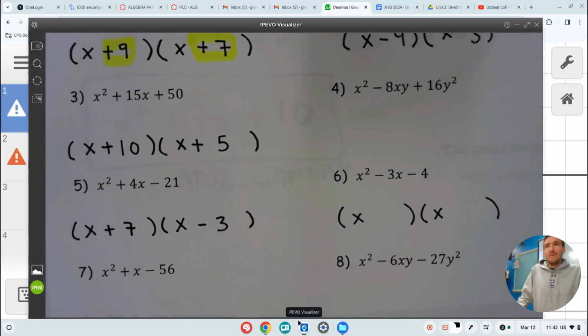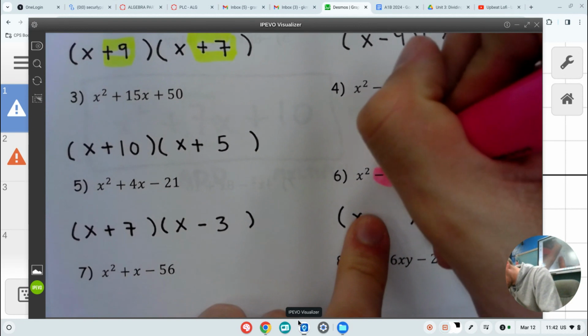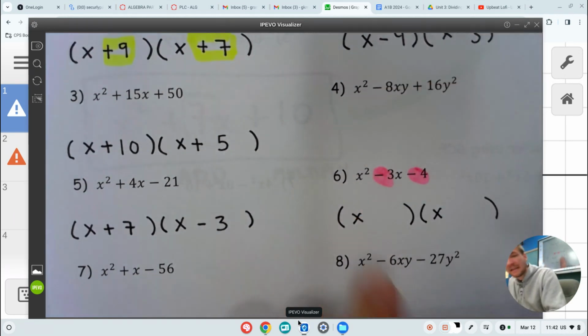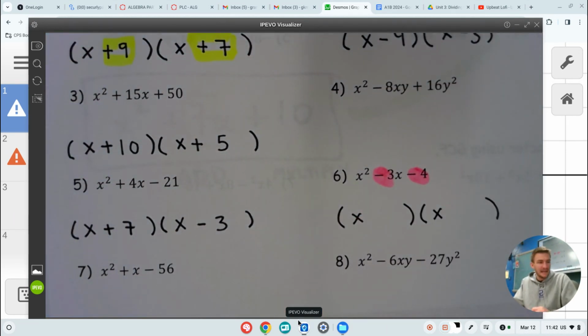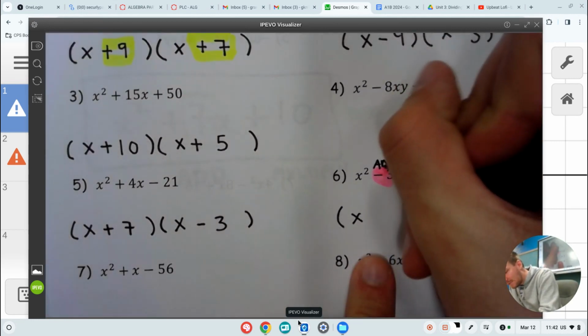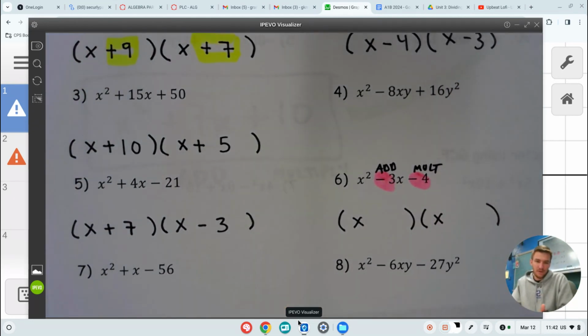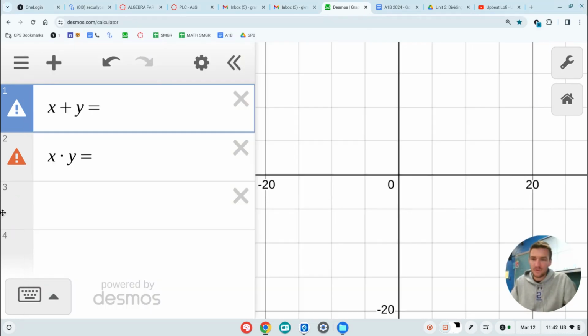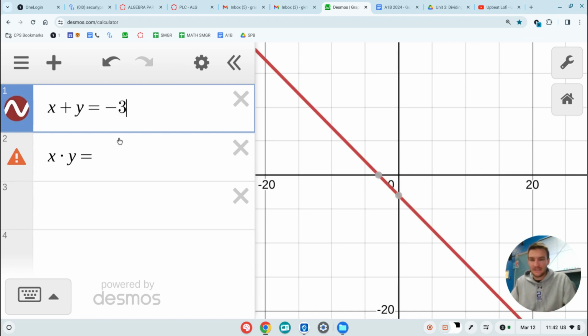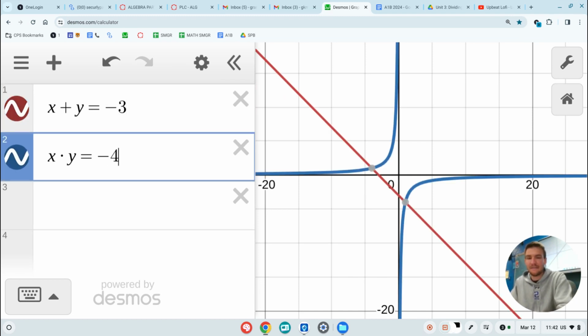Alright, that was, I think, enough time. Quiet, please. Here we go. Looking at number 6. We need to use these 2 numbers, and they're both negatives. Do not forget the negatives. The middle one is the add number, and the end number is the multiply number. So on Desmos, this is my add, that's -3. This is my multiply, that's -4.